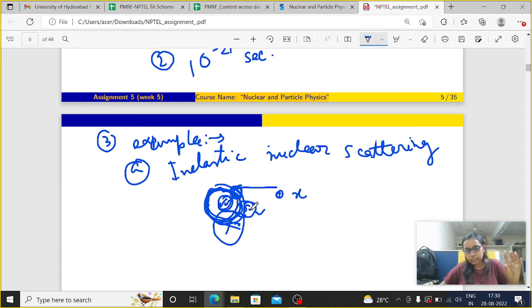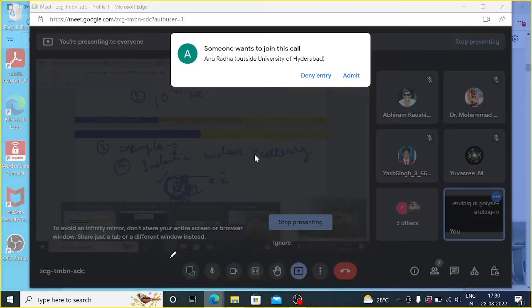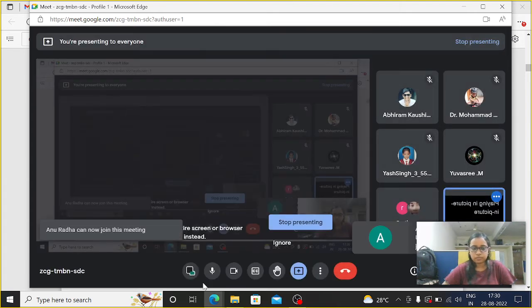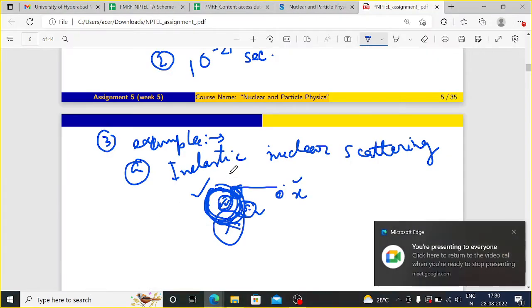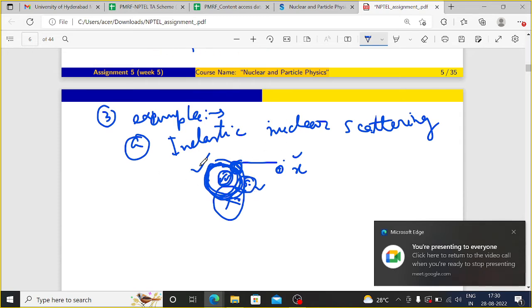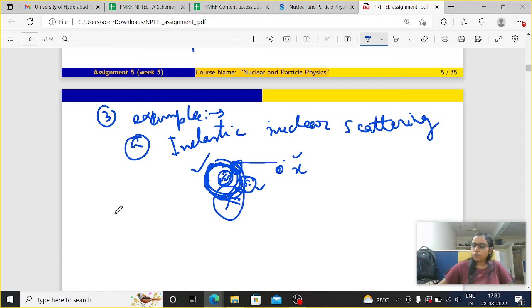So in that direct reaction, the reaction will be from the outer shell of the target nucleus. There will be no interaction between the inner shell nucleons of the target nucleus and the projectile. So this is an example for a direct reaction, which is known as inelastic nuclear scattering. Now I am talking of the second example, which you can understand very easily.